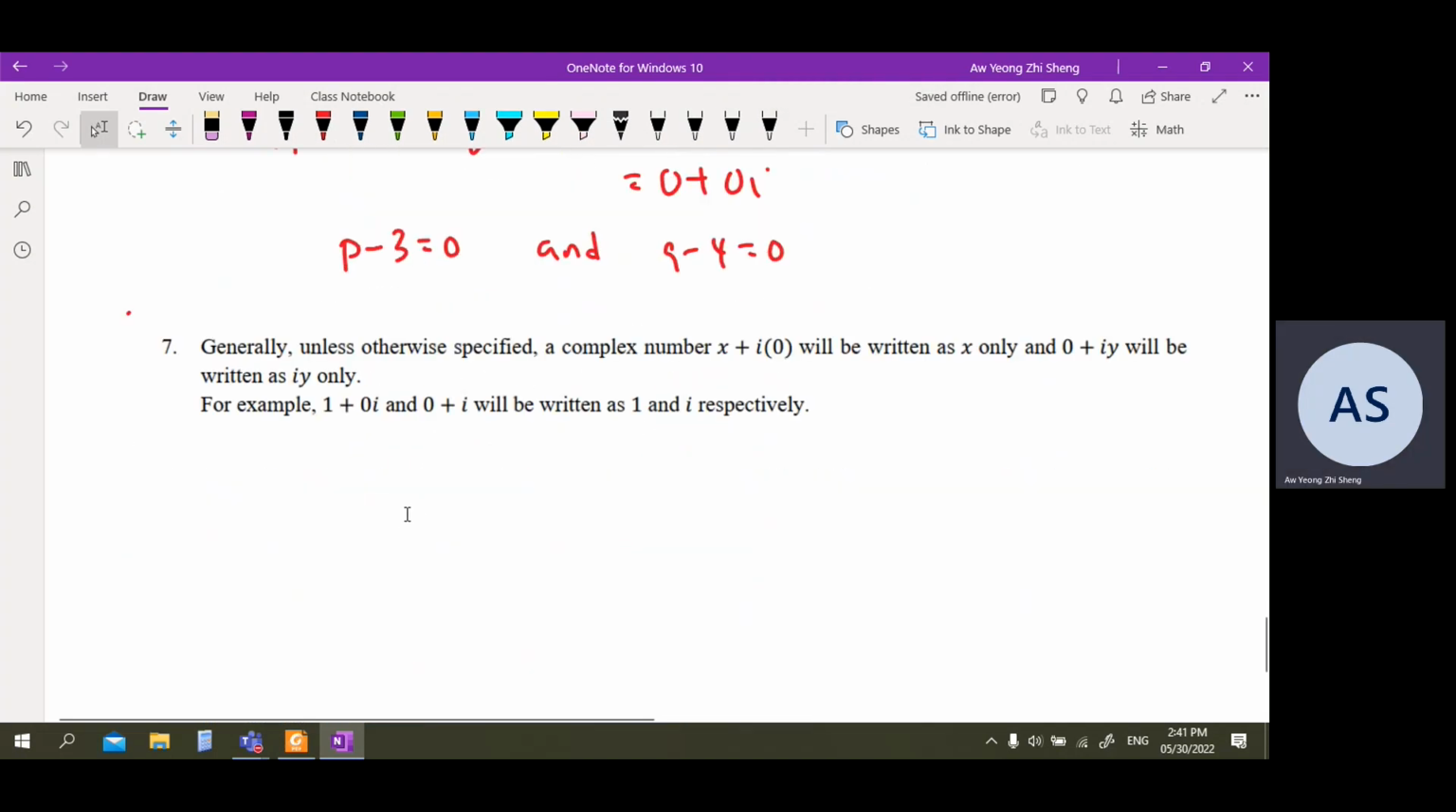Generally, unless otherwise specified, a complex number x plus i times 0, or simply x plus 0i, will be written as x only. It's common for people to write x plus 0i as simply x. For example, 4 plus 0i will be written as 4 only. We usually do not write out the 0i. And 0 plus iy is commonly written as iy only. For example, 0 plus 3i will be written as just 3i.